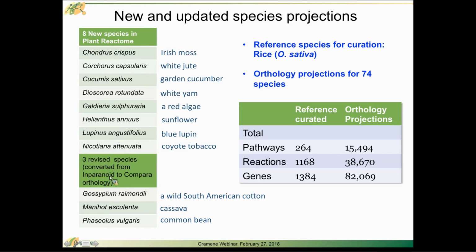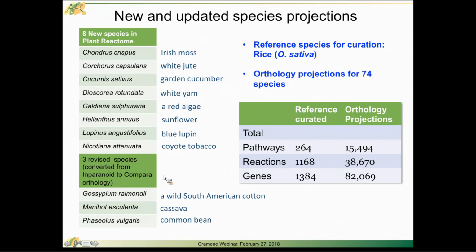Ensembl Compara has made available homology data for Gossypium raimondii, Manihot esculenta, and Phaseolus vulgaris. And so we have converted from an internal clustering mechanism for some of our projections. And for these species, we're now using the Ensembl Compara orthology.